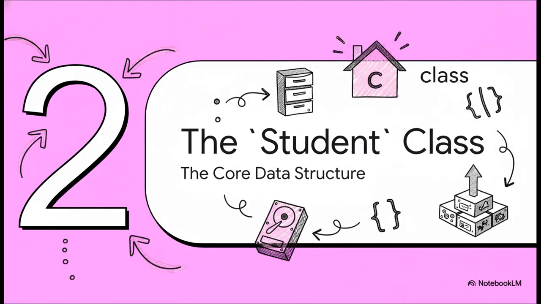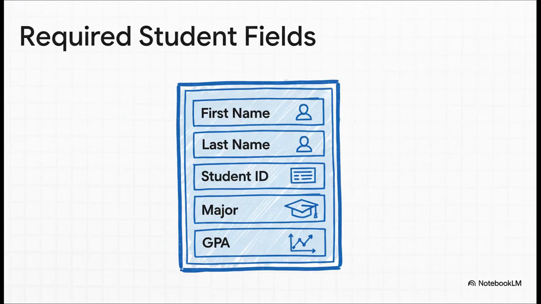Well, before you can manage any data, you need a place to put it, right? You need a container. And that's exactly what the student class is. It is the absolute foundation of this whole project. It's the blueprint for every single student record you're going to create. And your blueprint needs to have these 5 specific fields. Every single student object you make is going to hold a first name, a last name, an ID, a major, and a GPA. Seriously, getting this class structure right from the get-go makes everything else that follows so much easier.